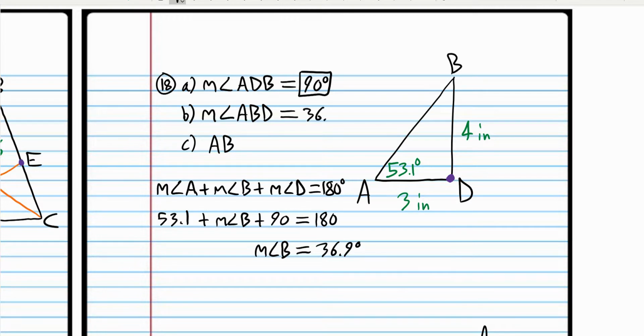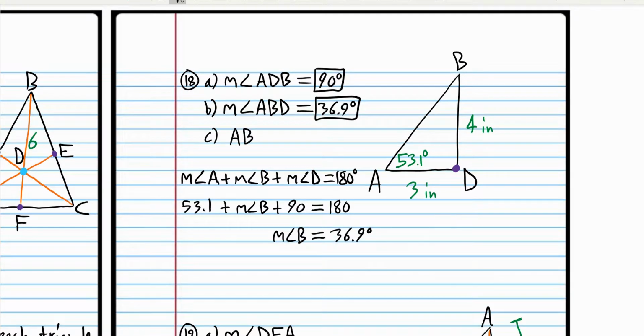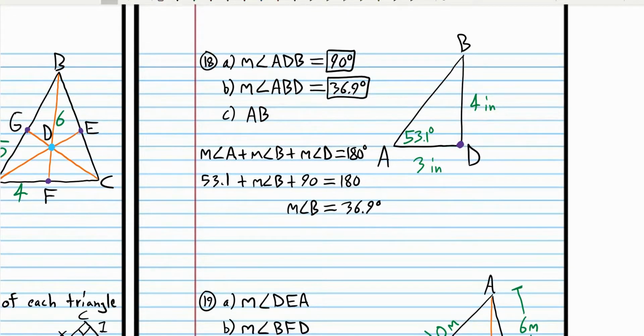So 36.9 degrees. And AB, well, we can just use the Pythagorean theorem because this is a right triangle. So this is x over here. We can call that x. And then we end up with x squared equals 4 squared plus 3 squared. And do all the math on that. And x is equal to 5 inches. So AB is 5 inches.